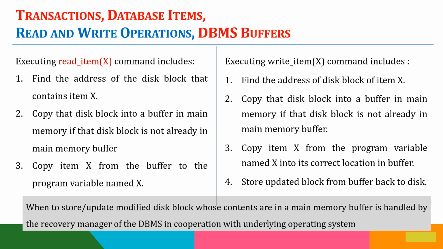Similarly, when executing the write_item(X) command, the various processes are: find the address of the disk block of the item X, copy that disk block into the main memory buffer if that disk block is not already in the main memory buffer. Then copy the item X from the program variable named X into its correct location in the buffer. Store the updated block from the buffer back to disk.